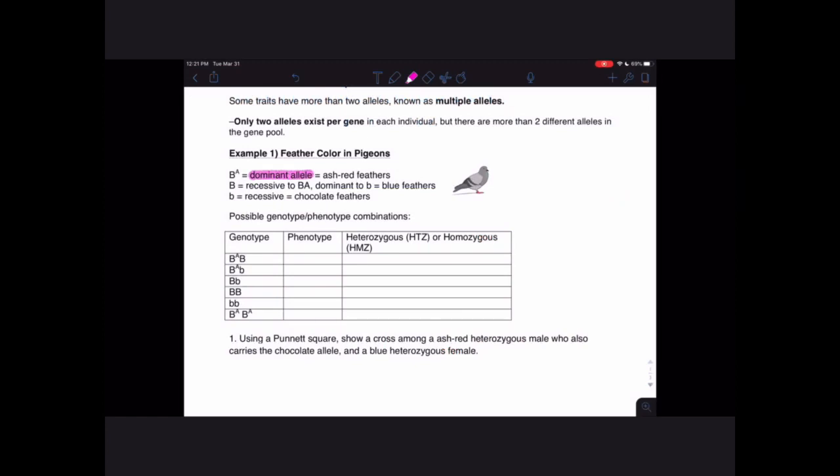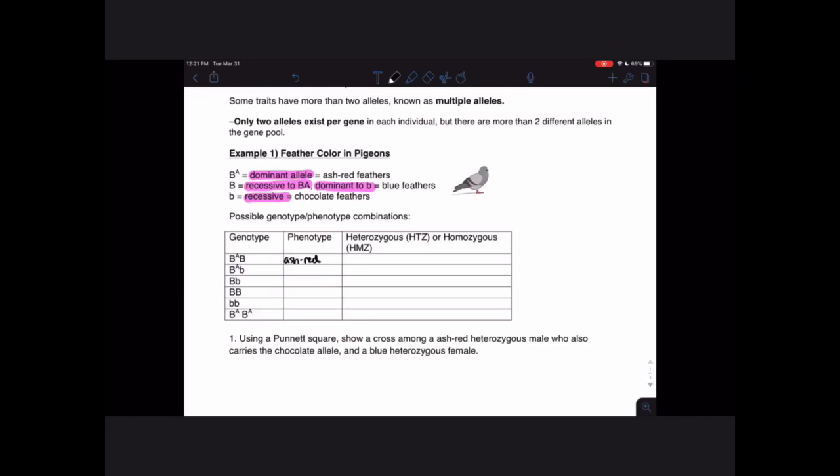Okay, so here we're talking about feather color in pigeons, so we know that BA is a dominant allele and that stands for ash red feathers. B is recessive to BA and dominant to lowercase b, and that stands for blue feathers. And lowercase b is just recessive and that stands for chocolate feathers.